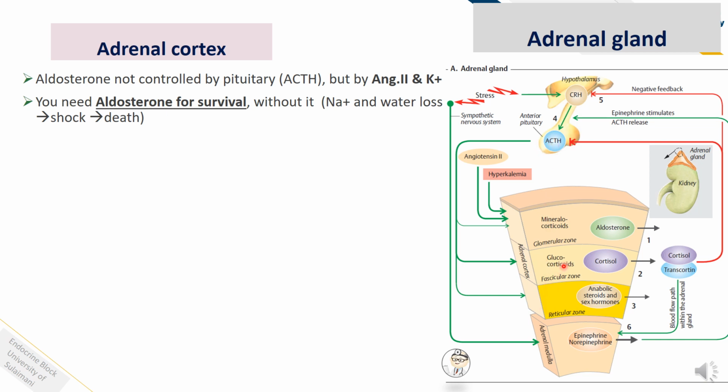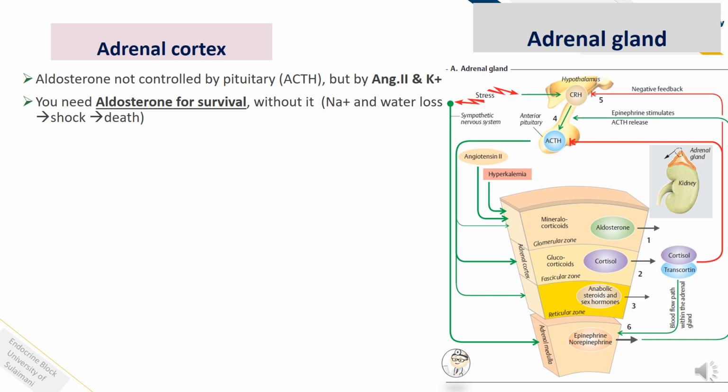Cortisol is under the control of ACTH. The major stimulus for aldosterone secretion is not ACTH but angiotensin 2 and potassium level. You know the renin angiotensin aldosterone mechanism, how angiotensin 2 causes release of aldosterone.